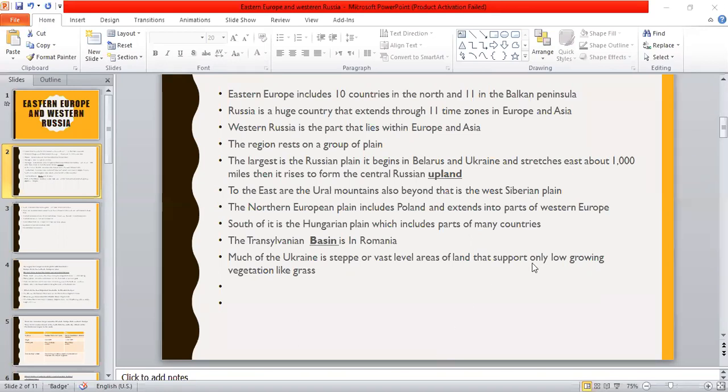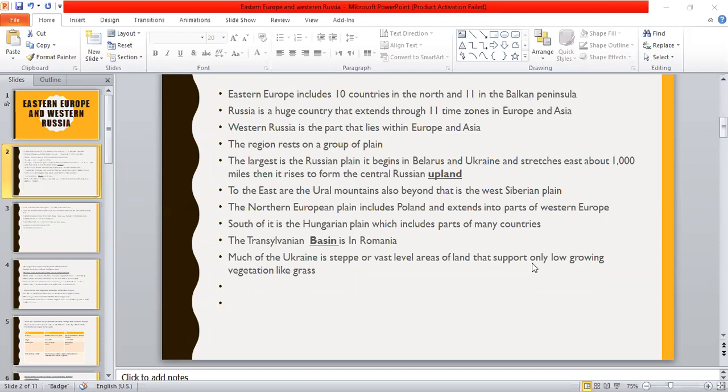Okay. You'll find many rivers. You'll find the Volga River, the Dnieper River, the Dniester River, and the Danube River. The Danube River is also part of Western Europe's most important rivers. You'll find their location because here you can find a question which compares between the rivers of Eastern Europe and Russia.